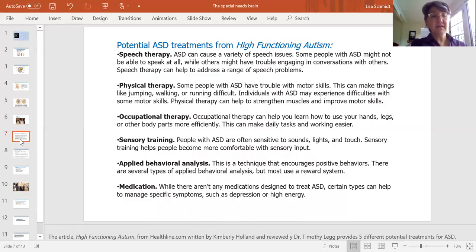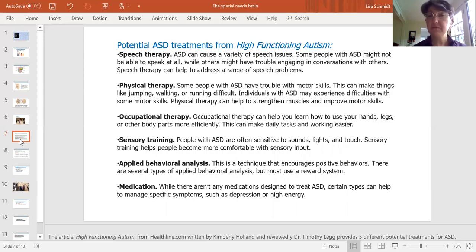This next is a section of an article I pulled on high functioning autism from a website called healthline.com. This article was written by Kimberly Holland and reviewed by Dr. Timothy Legg. And in it, they list 6 different basic therapies or treatments for high functioning autism. And so I want to go through these. I found them very helpful.